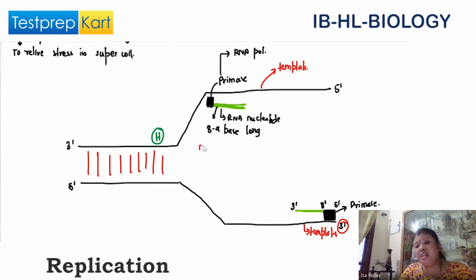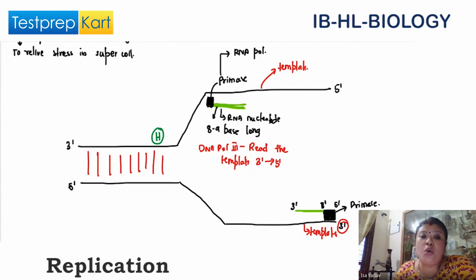DNA polymerase 3. What will it do? It will read the reading frame. It will read the template. But from which direction? 3 prime to 5 prime, opposite, like this. Once it reads, then only it can add nucleotides. So it will read from 3 prime to 5 prime. Reading frame, please remember this. Read means here, this is a reading frame.